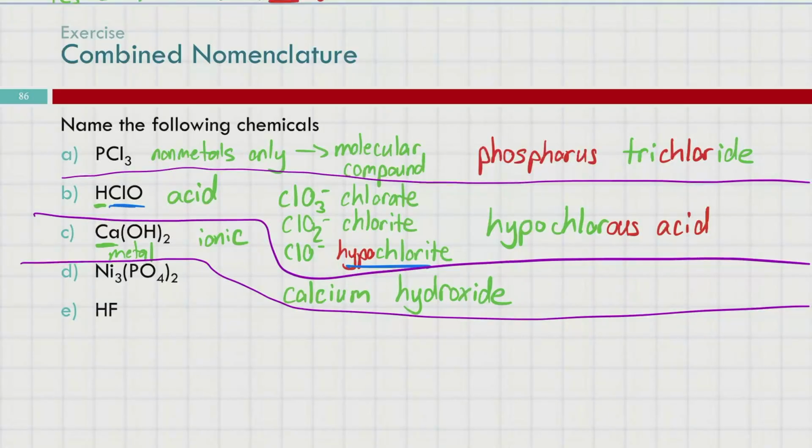For D, we've got what kind of compound? Do we have an H in front? No H in front, it's not an acid. So we've either got an ionic compound or a molecular compound. What kind of element is nickel, Ni? Is it a metal or a nonmetal? It's a metal. So nickel is a metal. This means we've got an ionic compound.